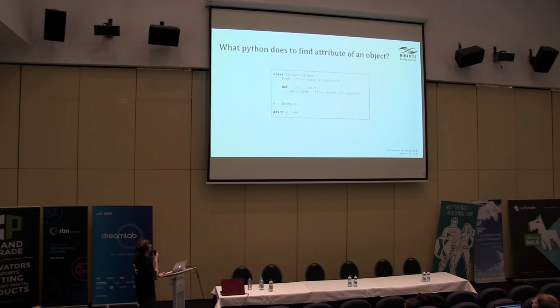And there is a simplified example, just to show how Python is looking for an attribute of an object. So this is pretty simple. We have item as a class attribute. We have item also as an object attribute. And what happens if we do this inside of Python, under the hood, so to speak?